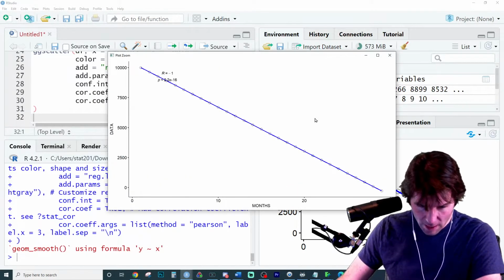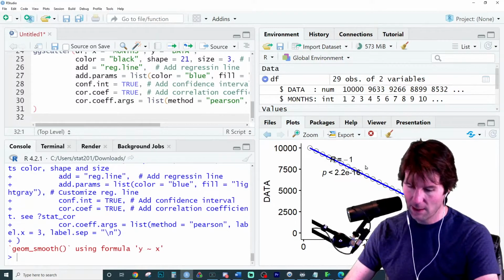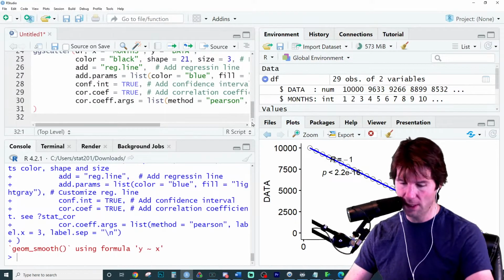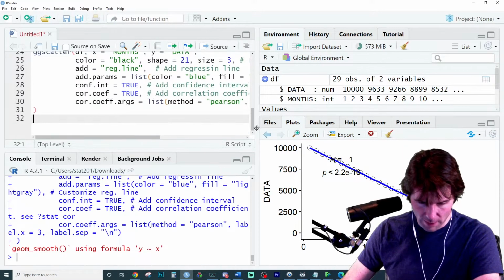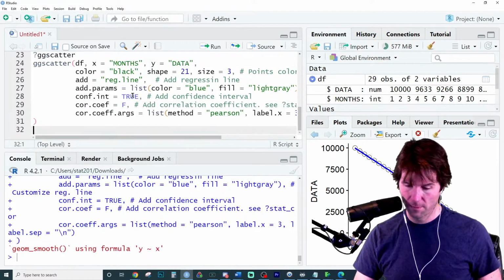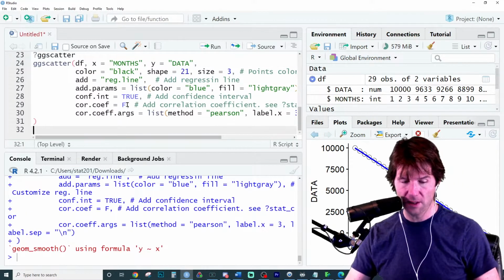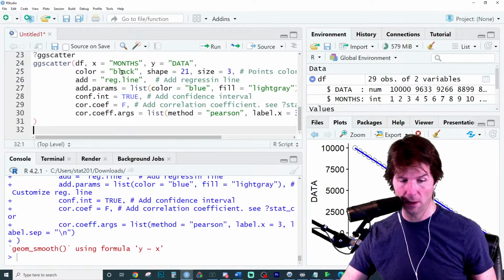Because of the way... I almost really like this. We might actually take away that whole text thing right there. Coefficient arrangement. It's really cool that it does all that. Let's put F right here. There we go. So I basically just changed correlation coefficient to false, and we get this right here.